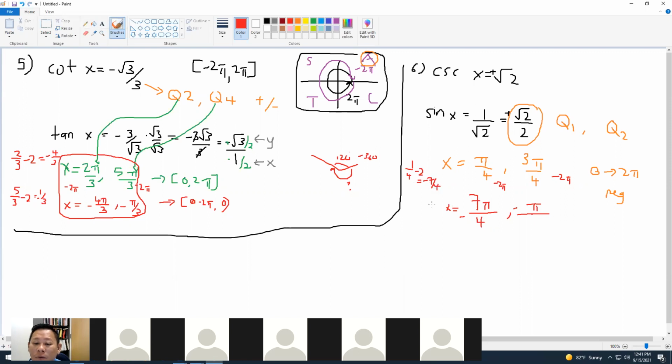And then you take 3 pi over 4, subtract 2 pi. What do you get? This will be negative 5 over 4, right? So, yep, that's negative 5 pi over 4. So this will be your answer for this case.